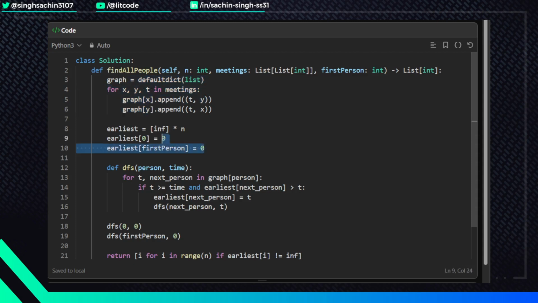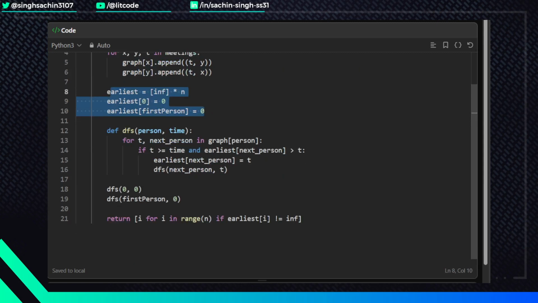Next is the earliest time anyone came to know about the secret. So this will be an array. We have initialized it with infinity, and it will be of size n, of course. After that, as we know, the earliest for zero will be zero, because zero always knows his secret, and he shared the secret with the first person at time zero. So that's why we have to update the earliest for these two persons with zero.